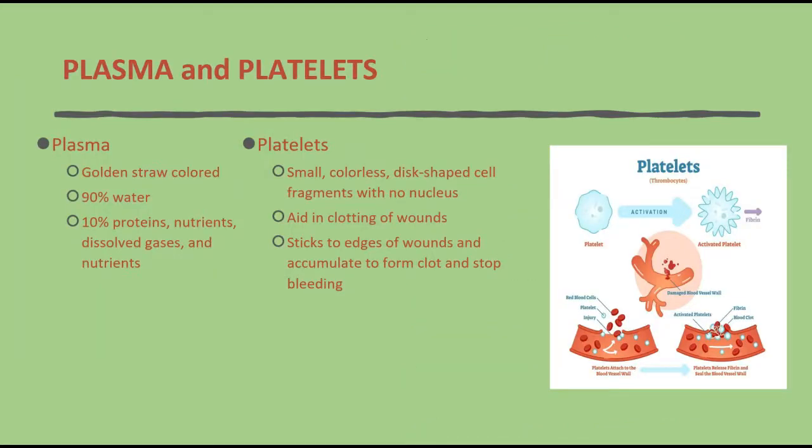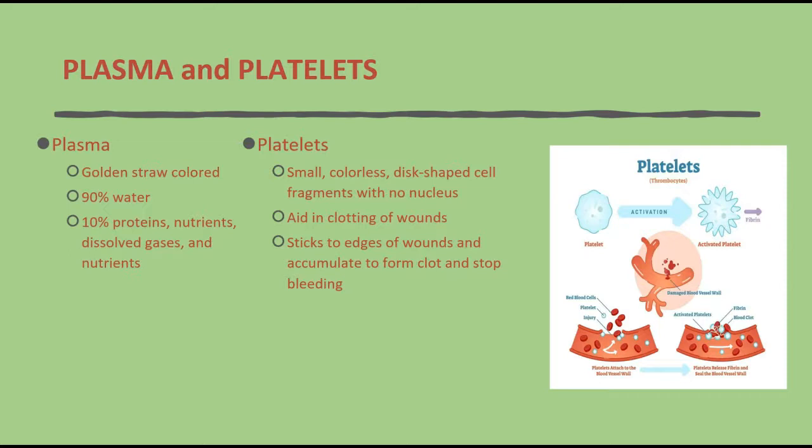Plasma and platelets, there's really not too much about them that you're going to need to know. The plasma, when separated, is a golden color, almost like hay that you would find at a farm. It's roughly 90% water, and then the other 10% is various proteins and nutrients and gases that are dissolved within the plasma. And then platelets are very tiny. They're colorless and they're shaped like discs.